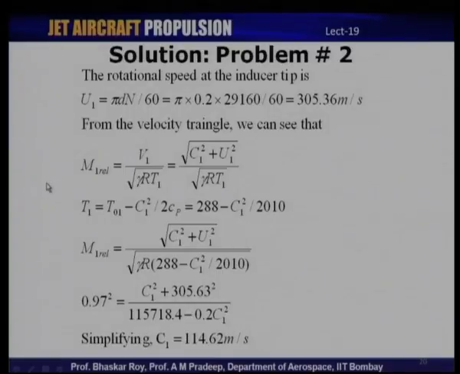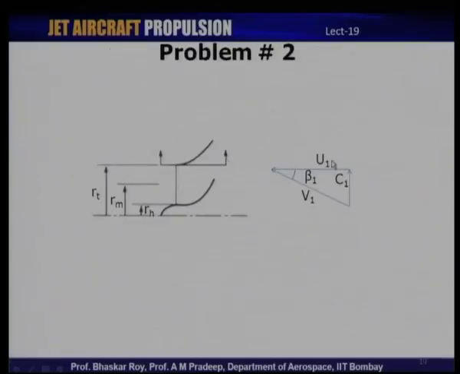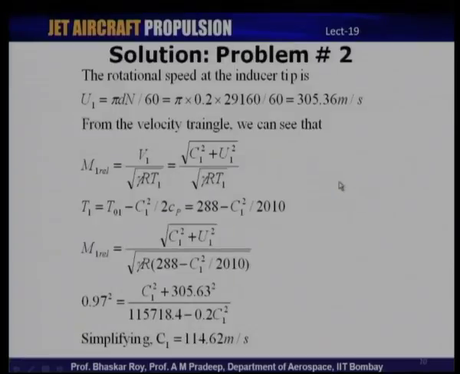And from the velocity triangle which I had just shown, we can see that the relative Mach number, which is the ratio of the relative speed to speed of sound at the inlet, that is V1 divided by square root of gamma R T1, is basically equal to square root of C1 square plus U1 square, divided by square root of gamma R T1.